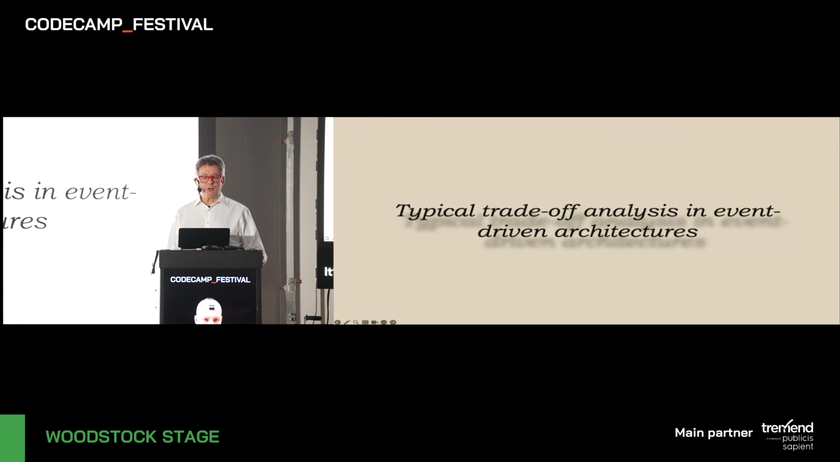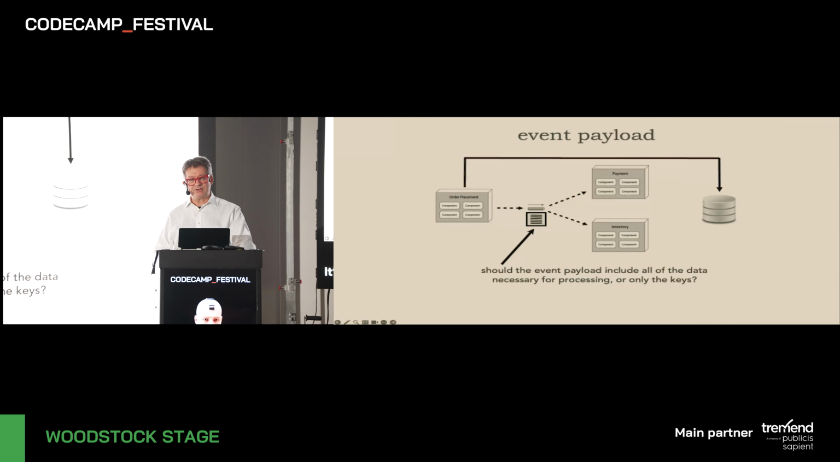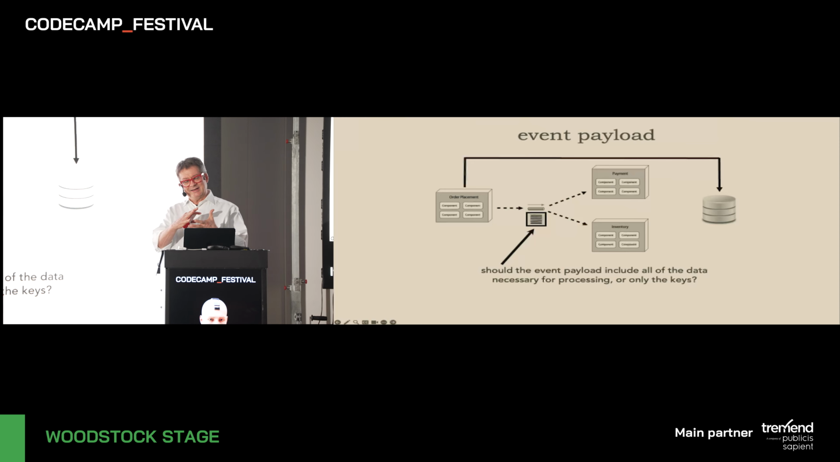So this is a really typical trade-off analysis in event-driven architectures. I have here, this is not microservices, this is event-driven, and I have here a single database and 3 event processors: order placement, payment, and inventory. And so here's the question from an architecture standpoint. Should I hydrate the entire details for the workflow into a single contract?